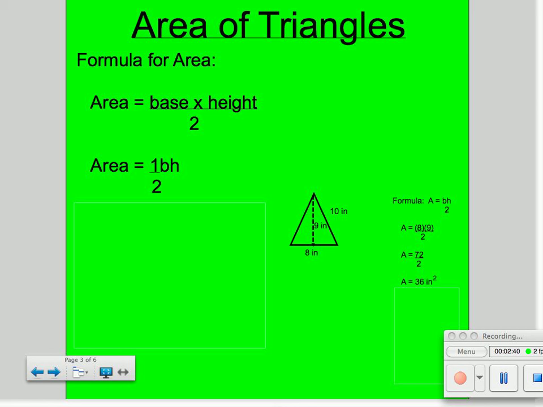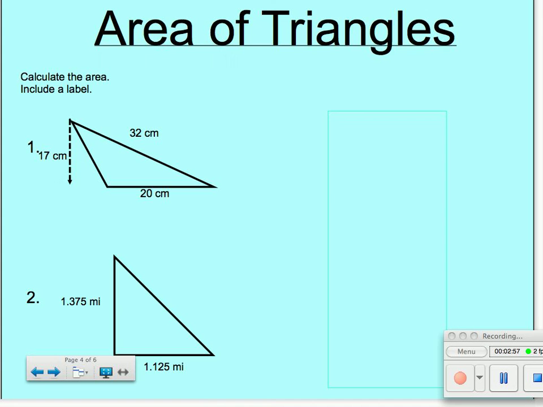Remember, we're always trying to figure out how many little squares it takes to cover the figure. That's what area is. So in this case, it's 36 square inches. And that's how you write the label there with the exponent of 2. Let's try some more. You guys can pause this at any time to try these examples. It's always a good thing with videos.